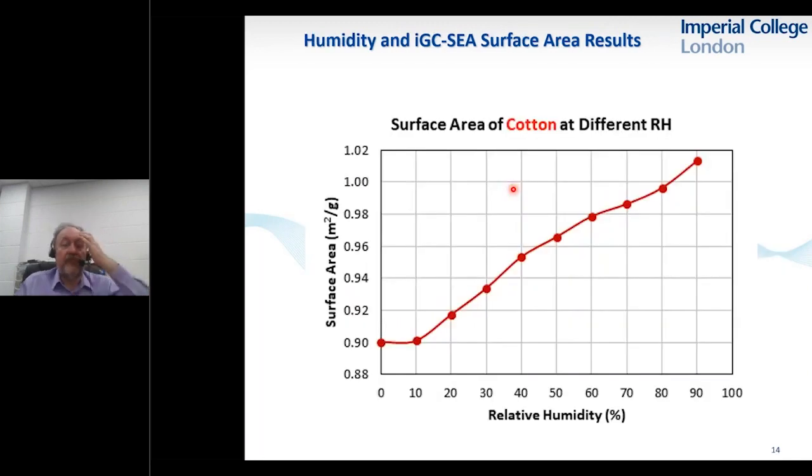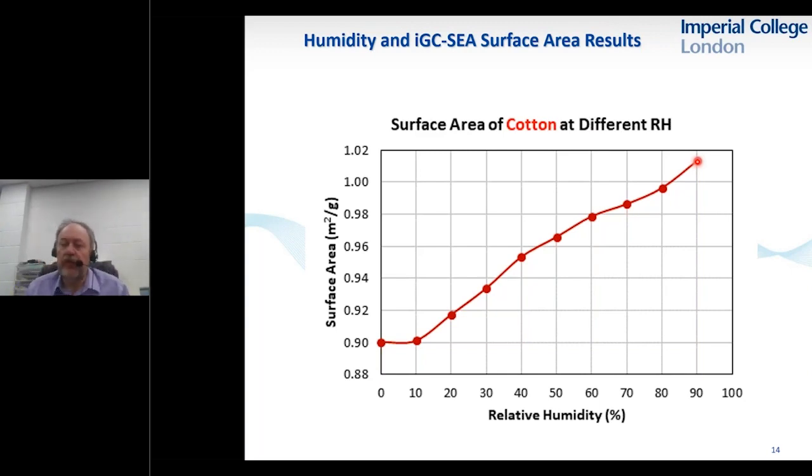But here's another interesting material. This is the surface area of cotton fibers. What's interesting about this, of course, is that we're doing the surface area at different humidities. Now, that is not possible using nitrogen or krypton. You cannot do this volumetrically. So what you can see here, at low humidities, the actual surface area is constant at about 0.9 meters squared per gram. But as I increase the humidity, the fibers are effectively swelling and the surface area is increased by about 12%. So I can use my IGC approach to determine the actual surface area of a swollen hygroscopic material.